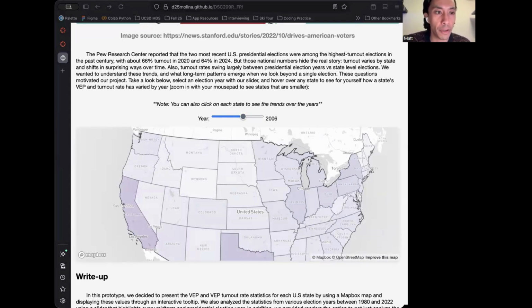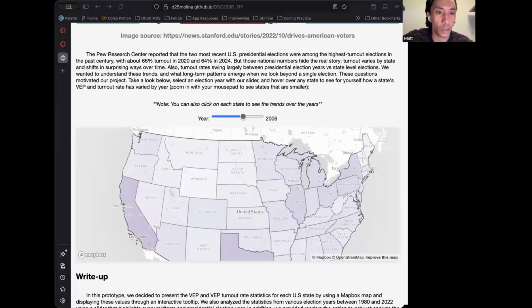The centerpiece of our interface is a Mapbox map of the United States, where each state is shaded on a continuous color scale, according to its VEP. As the user moves the year slider, both the map and the underlying data dynamically update. Hovering over any state reveals detailed VEP and turnout rate information for that specific year. For a deeper dive, clicking on a state opens a line chart showing how both metrics evolve over time.